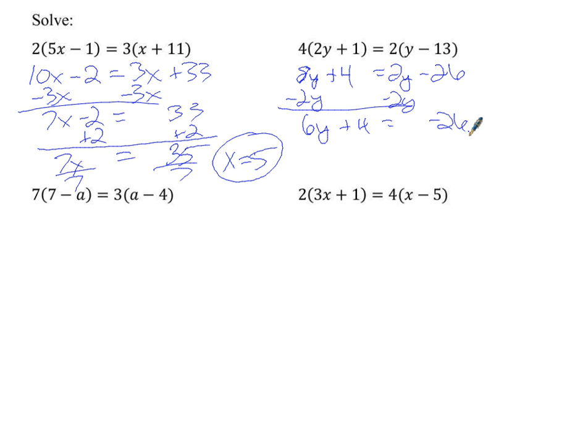Jose. What's next? Good, because now we got to get the variable term by itself completely. So minus 4 on both sides. And what do we get?